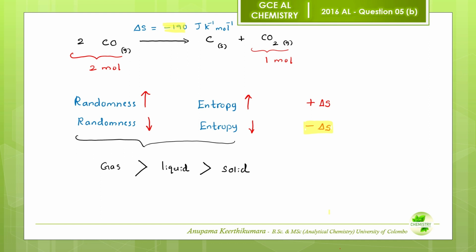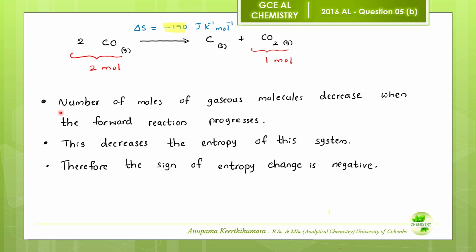Now we will write down the answer. Number of moles of gaseous molecules decrease when the forward reaction progresses. This decreases the entropy of the system. Therefore, the sign of entropy change is negative. This is the answer for the question number 1.